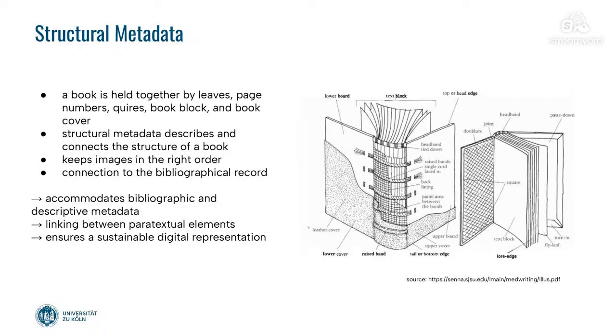It keeps the images in the right order, and it makes sure that we can look at the images in the viewer in the right order, and that we can also go to a specific page number. And it's a connection to the bibliographic record. So it accommodates the bibliographic and the descriptive metadata, and it links between the paratextual elements. So it ensures the sustainable digital representation, be it in a digital edition or in the virtual library.